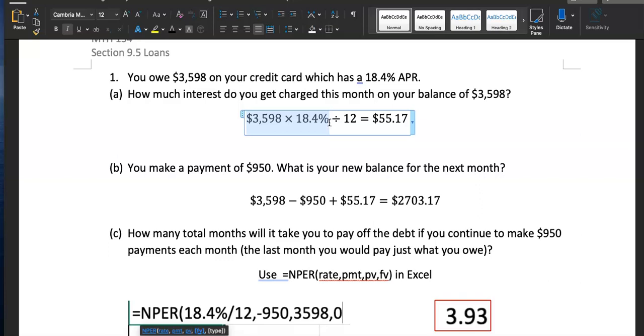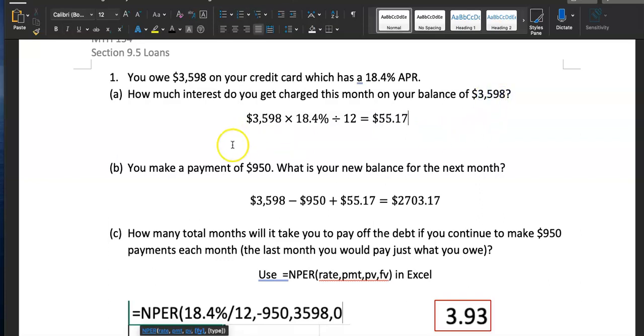Guess what we have to do to find the interest charged this month? Now, knowing that we have 12 months in a year, make sure to divide that by 12. If you do that, you get the monthly interest to be $55.17. Okay, so that's the interest that you have to pay this month for owing them what?